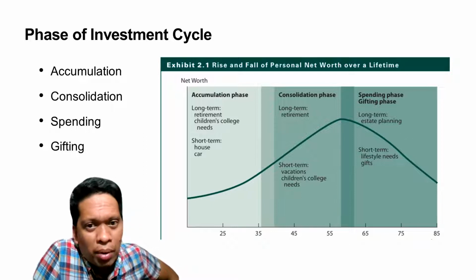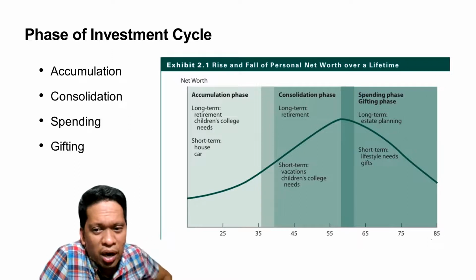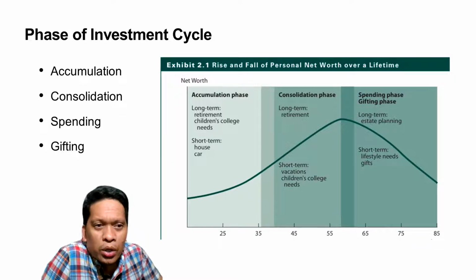At 60, you're about to retire. And then if you look at the net worth, it is now declining, and your long-term goal will be your estate. So you will have to make sure that your will and testament are followed, who gets what. So you will have to plan your estate. This is the time where you will have the spending and the gifting phase.